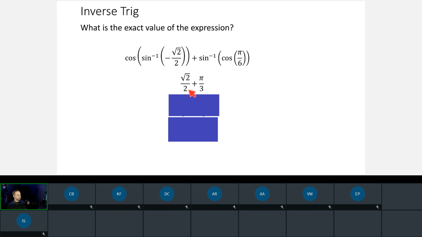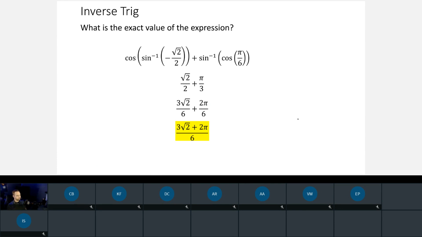To add fractions, you need to have the same denominator. So I multiply top and bottom by 3 on the first one, top and bottom by 2 on the second one, and that makes me have a denominator of 6. And then 3 radical 2 plus 2 pi in the numerator, all over 6. So your answer on your test wants it as a single fraction.